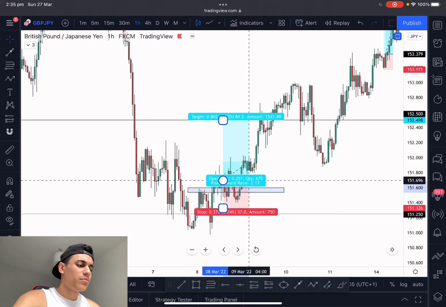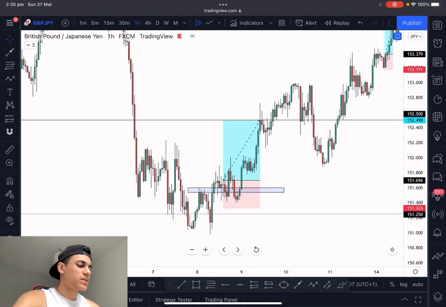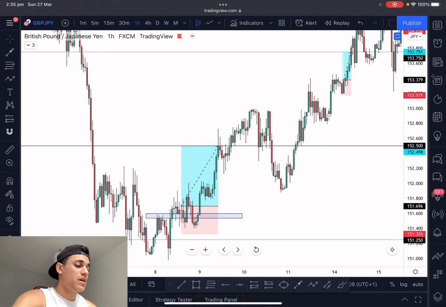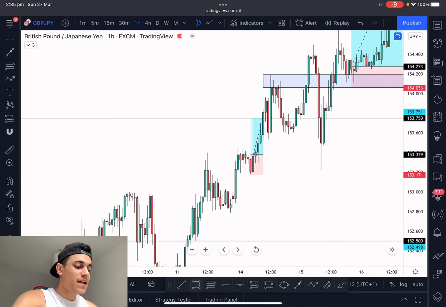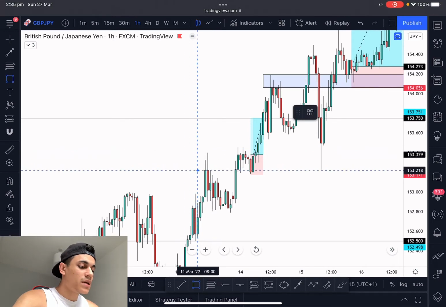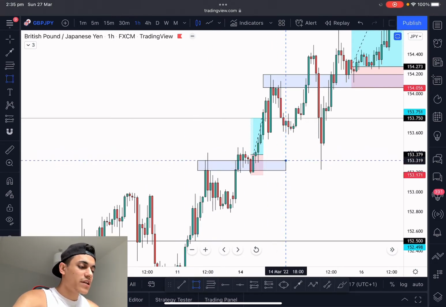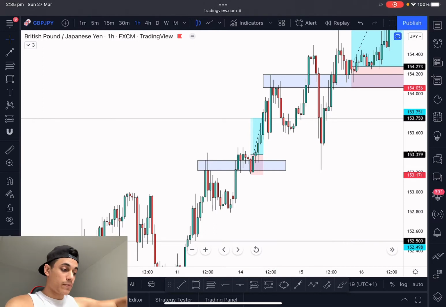Perfect. I made double what I was willing to risk, which is absolutely amazing in my opinion. Now, the next trade here, also the same thing, very textbook setup. You can see here we have a structure level, the market breaks that, comes back and uses it as a level of support.